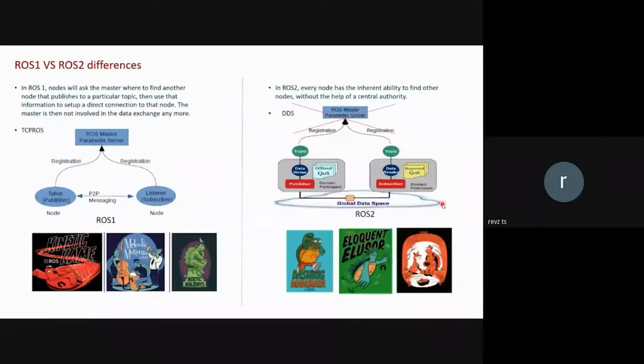And this slide is already covered. What is one of the main differences between ROS 1 and ROS 2? That is the absence of the ROS master. There is no central point of failure. And these are some of the earlier releases of ROS: ROS Kinetic came, then Melodic Morenia, Noetic Ninjemys. These are various releases of ROS.